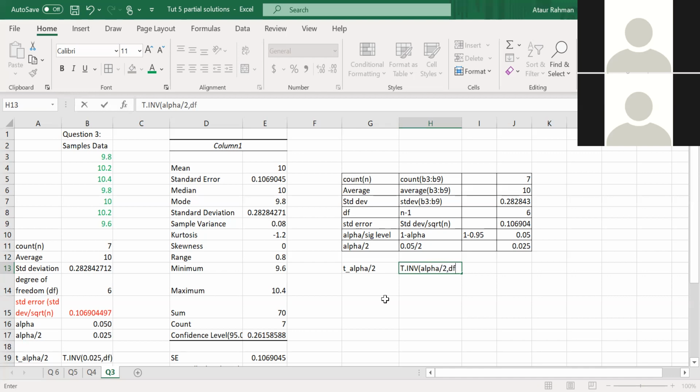And then we have to write out degree of freedom here. Okay. So then I will again write another line, t dot inv, and alpha by 2 is our 0.025, and our degree of freedom is how much? What is the degree of freedom here? 6. 6, n minus 1.